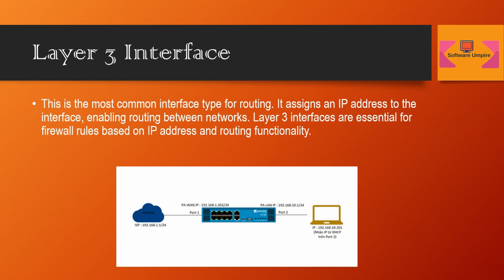Finally, we have the Layer 3 interface, which operates at the network layer and handles IP addressing. A Layer 3 interface is used when you want the firewall to route traffic between different IP subnets. This is the most common interface type for routing. It assigns an IP address to the interface, enabling routing between networks. Layer 3 interfaces are essential for firewall rules based on IP addresses and routing functionality.